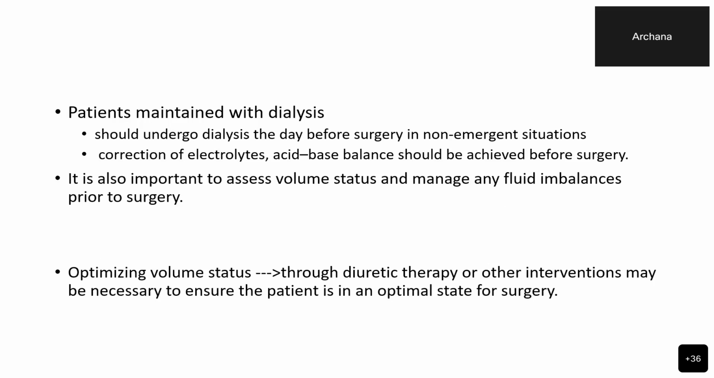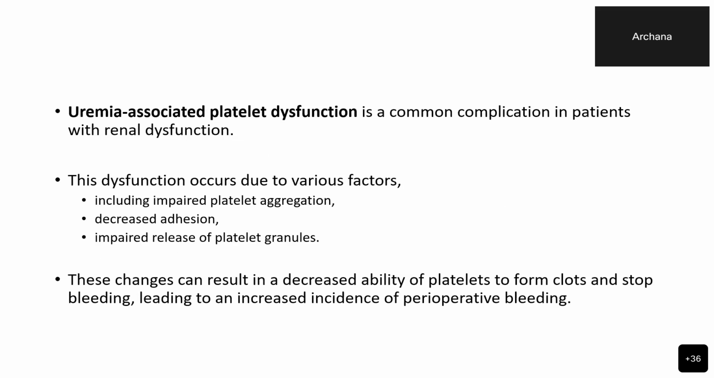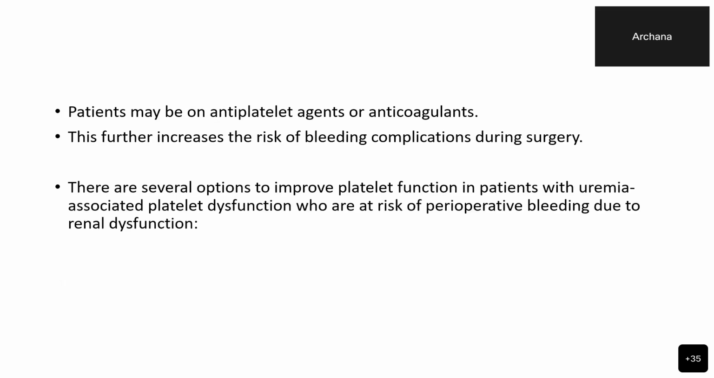Then in CKD patients, the bleeding problem is because of uremia-associated platelet dysfunction. This dysfunction occurs due to impaired platelet aggregation, decreased adhesion, and impaired release of platelet granules. These changes result in a decreased ability of platelets to form clots and stop bleeding, leading to increased incidence of perioperative bleeding. Patients may be on antiplatelets or anticoagulants also. This increases further bleeding complications during surgery.